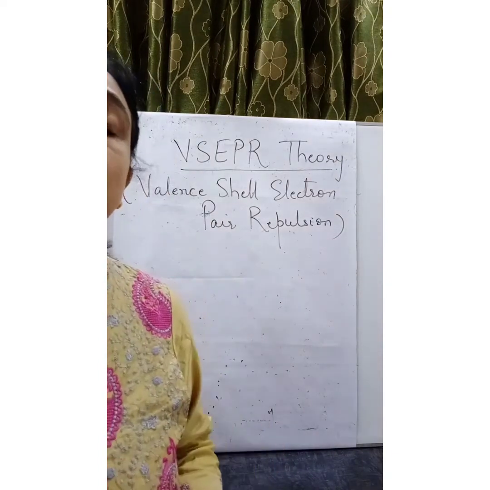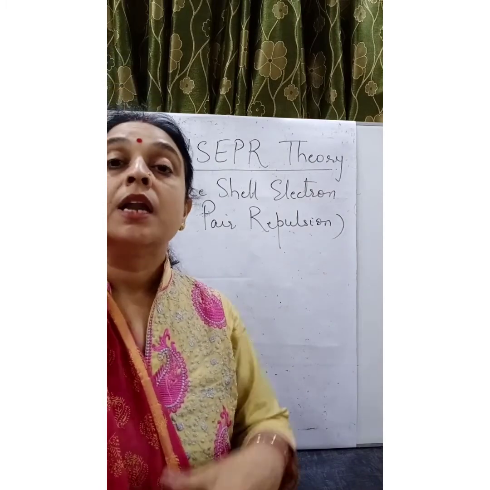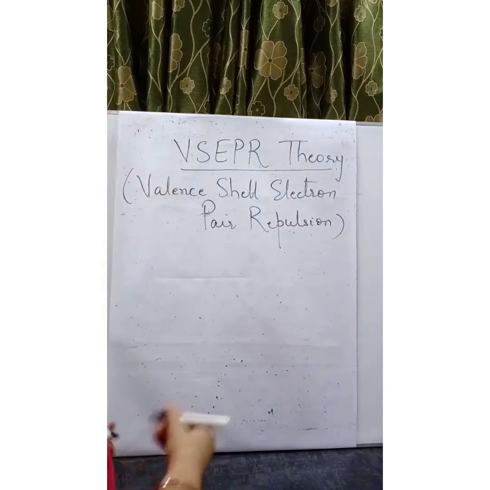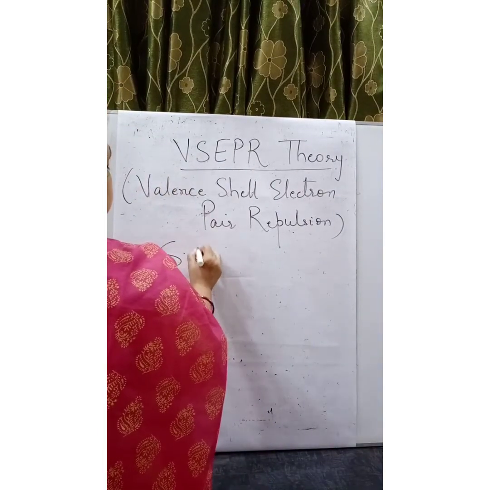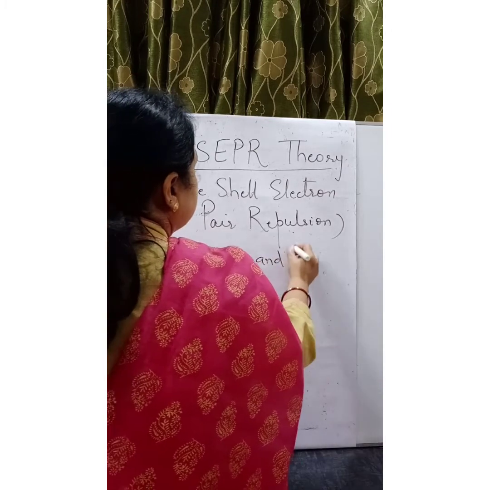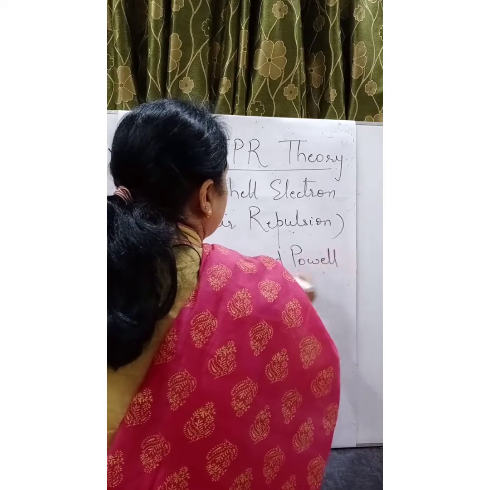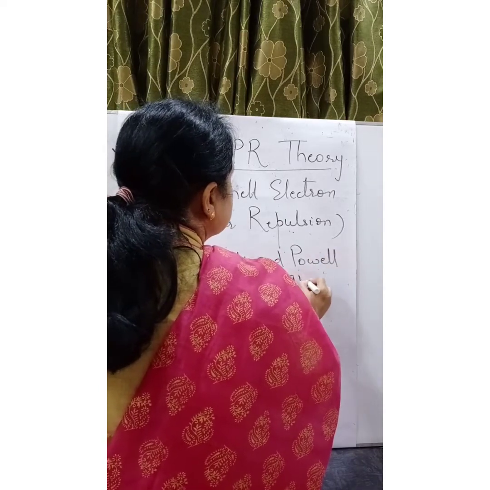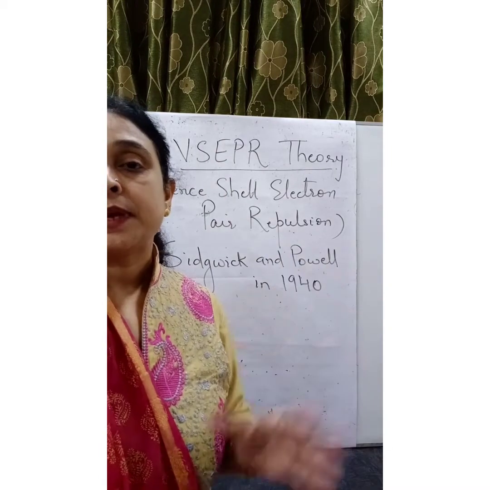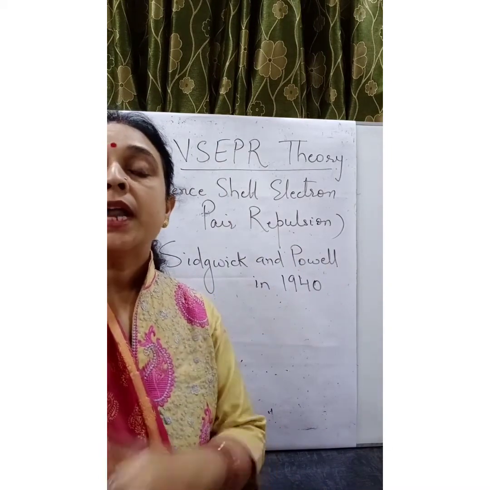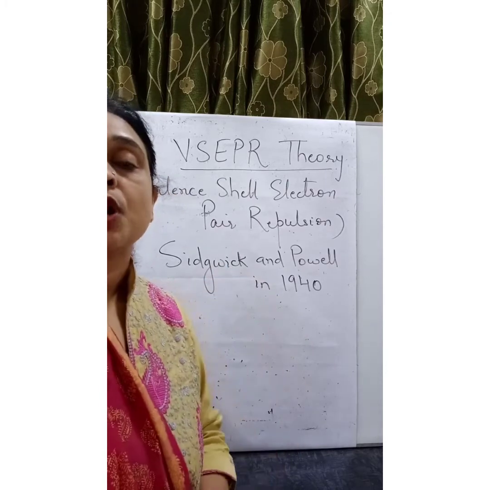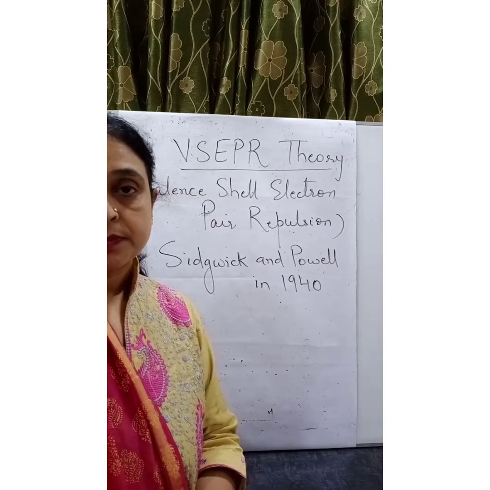Now, since the electron dot structure given by Lewis was unable to explain the shape of the molecules, scientists Sidgwick and Powell in 1940 came up with this VSEPR theory. According to this VSEPR theory, the bonded and non-bonded electron pairs are responsible for the shape of the molecule.